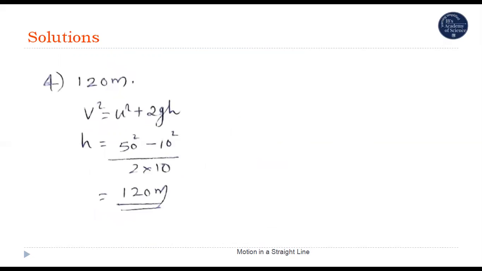120 meter. v square is equal to u square plus 2gh. h is equal to 50 square minus 10 square divided by 2 into 10. That is 120 meters.